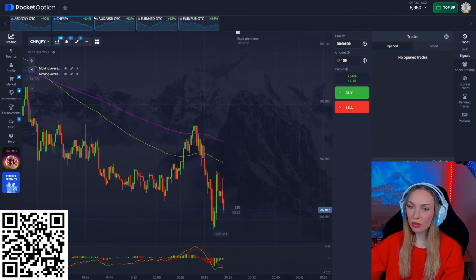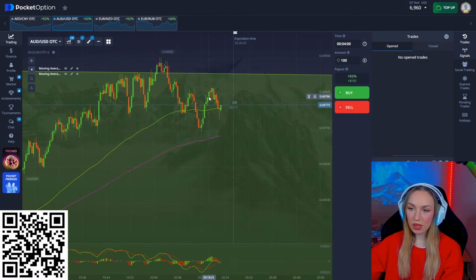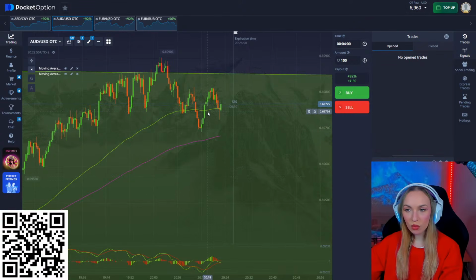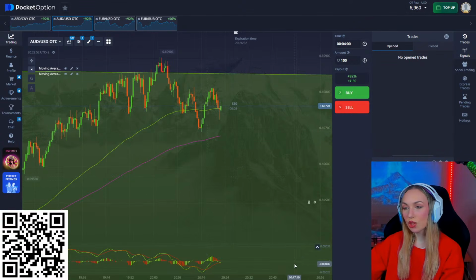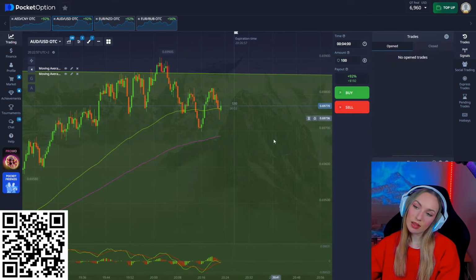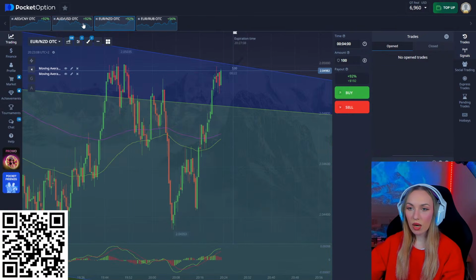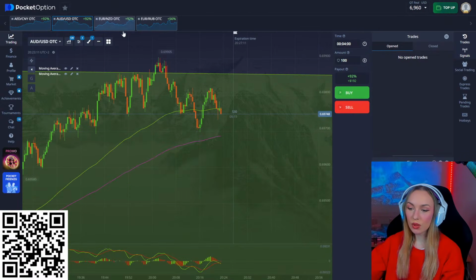CHF JPY, I think for now I'm gonna close it. I don't see a clear structure here. AUD USD, I think I opened a trade here, right, in the downward direction for 30 minutes. And I would love to open one more trade here in the downward direction. But for now, I don't see that the price goes down. Yes, from here it went down, but maybe it will stay lateral for a couple of minutes next to the resistance. So I would prefer just to watch this one.